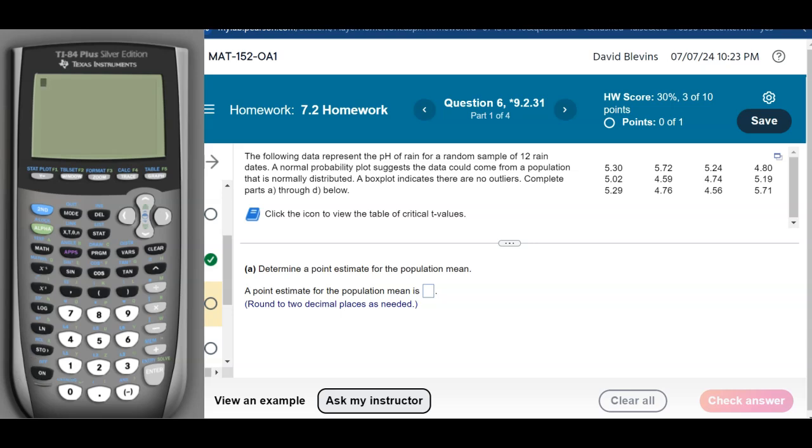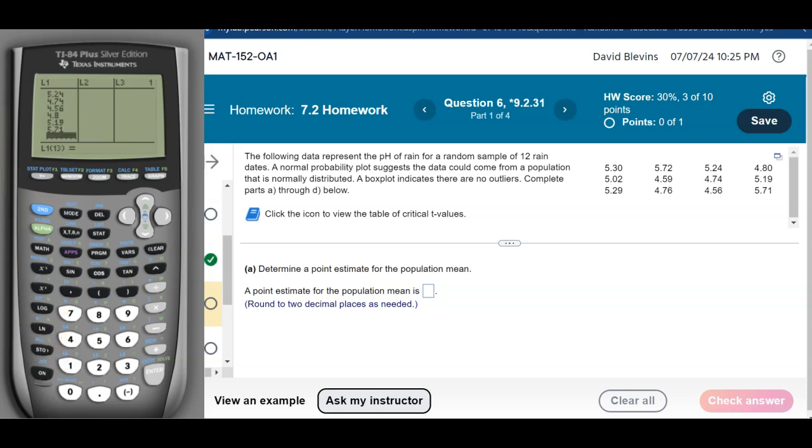Hey stats class, let's look at how we can use technology, our TI-84 calculator in particular, to do a confidence interval about a population mean. So I'm going to press stat here and go to my editor because I have data. I've got data in here, so I'm going to highlight the label names, hit clear, highlight this label name, clear, enter. And now I'm going to put these numbers into list one.